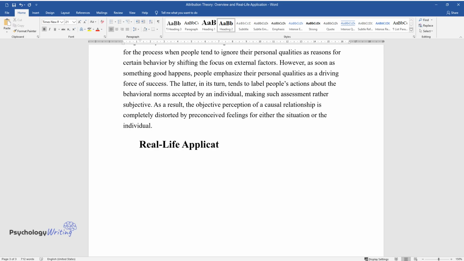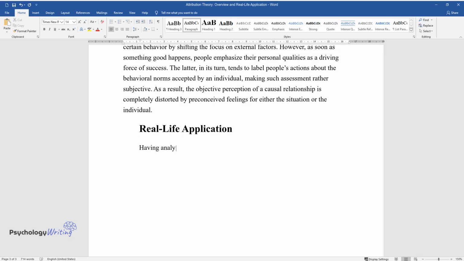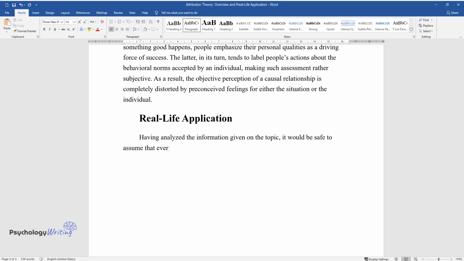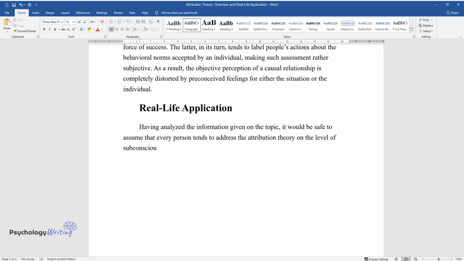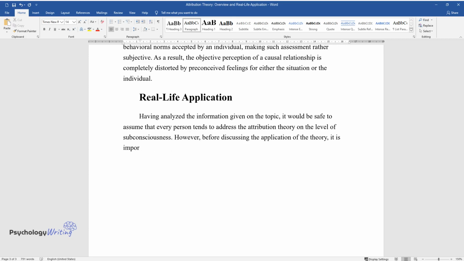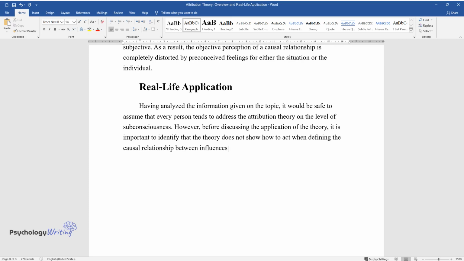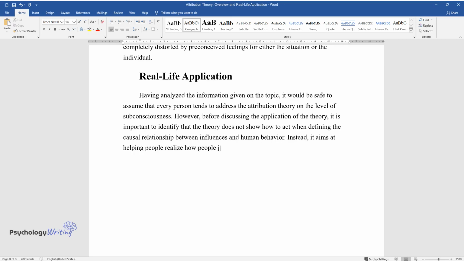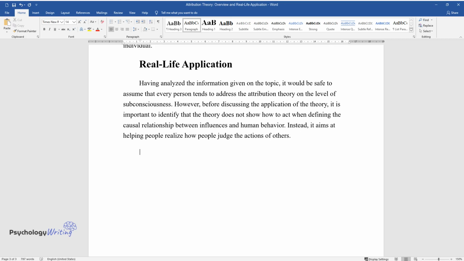Real-life application. Having analyzed the information given on the topic, it would be safe to assume that every person tends to address the attribution theory on the level of subconsciousness. However, before discussing the application of the theory, it is important to identify that the theory does not show how to act when defining the causal relationship between influences and human behavior. Instead, it aims at helping people realize how people judge the actions of others.